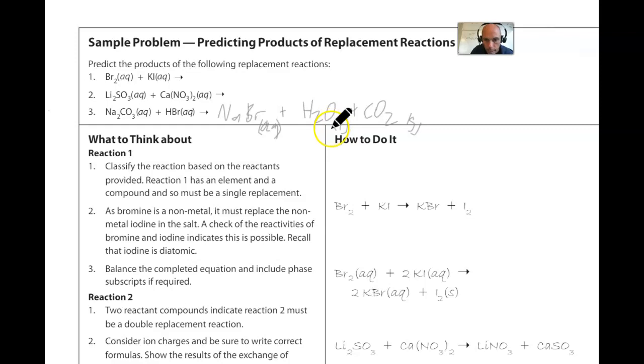So there we go. And notice that I've indicated that water is a liquid, which it is, carbon dioxide is a gas, which it is, and that sodium bromide, because sodium is a group 1 metal, would render sodium bromide soluble. And then when we balance it, we put a 2 in front of HBr and a 2 in front of NaBr, and everything looks great, except for my handwriting, of course.